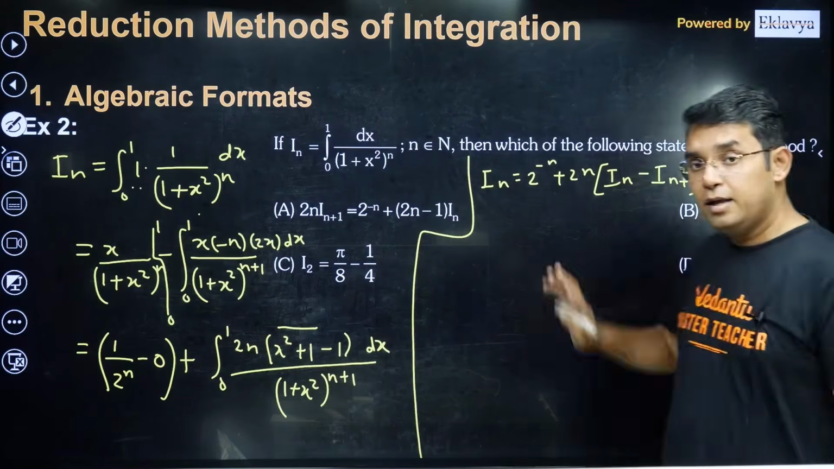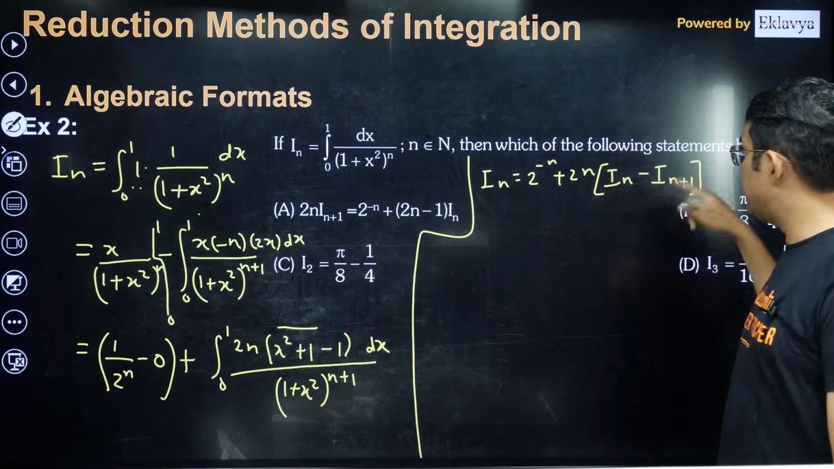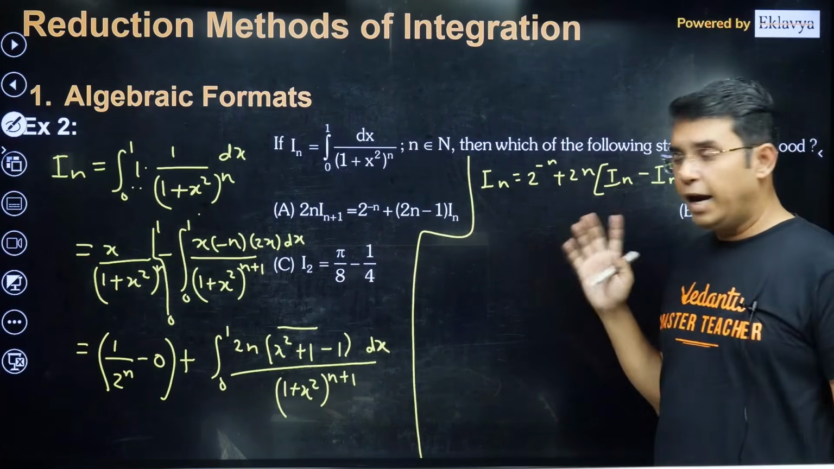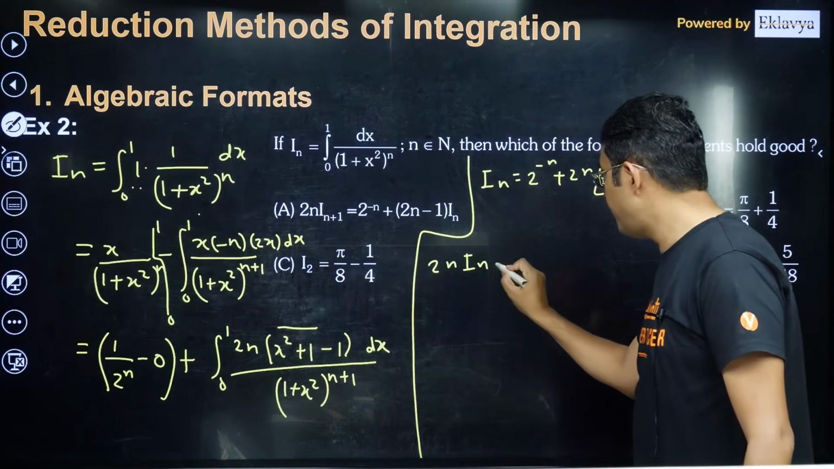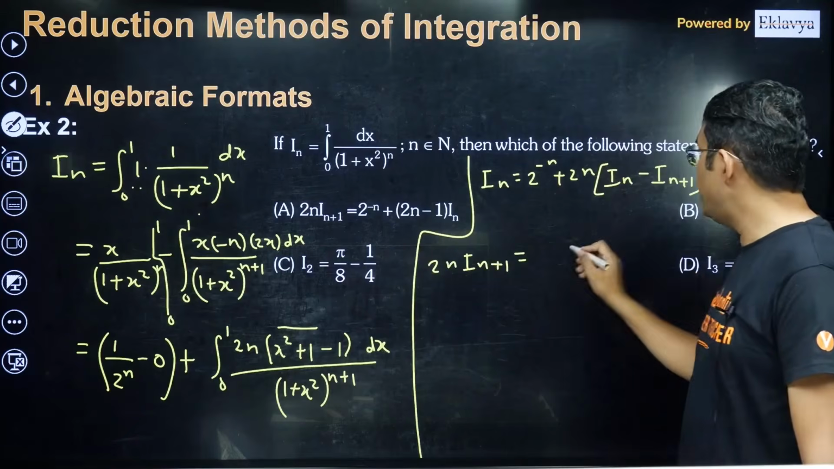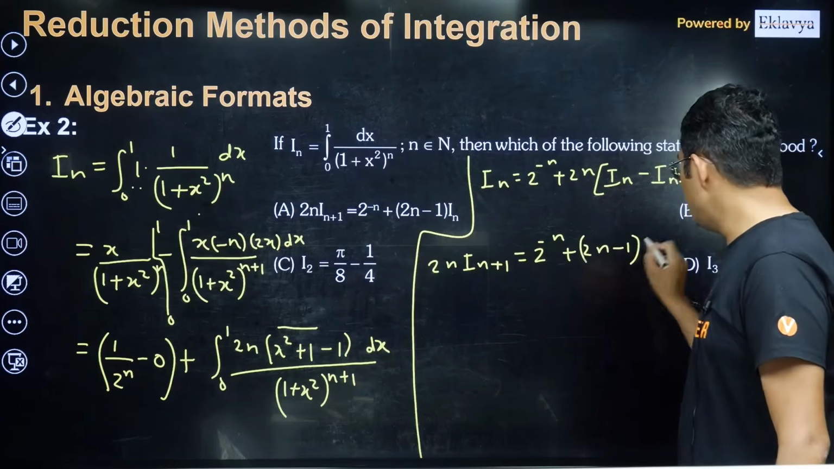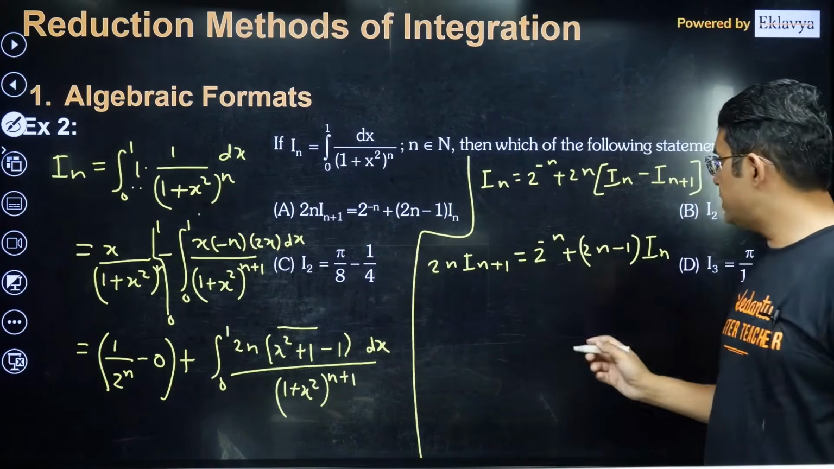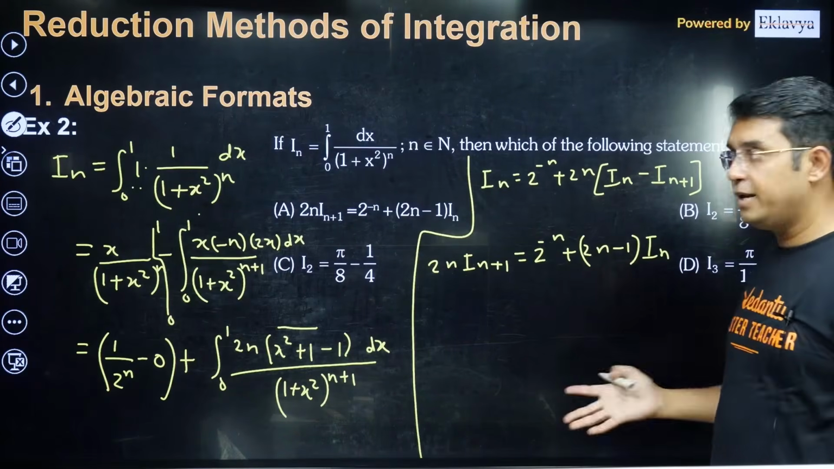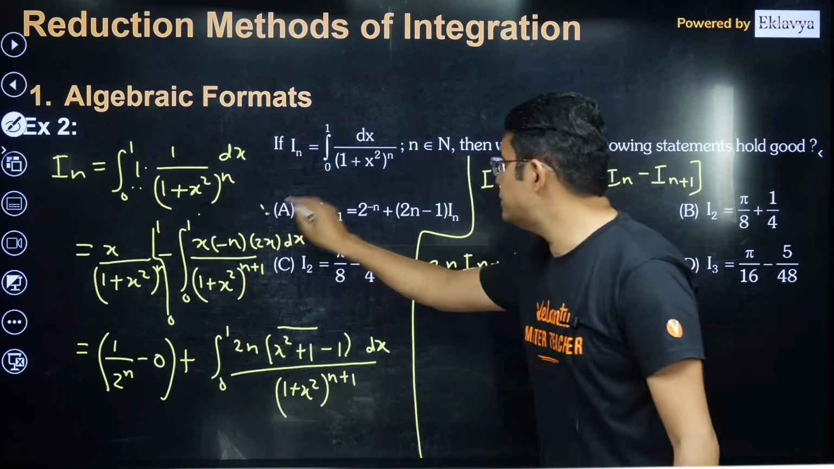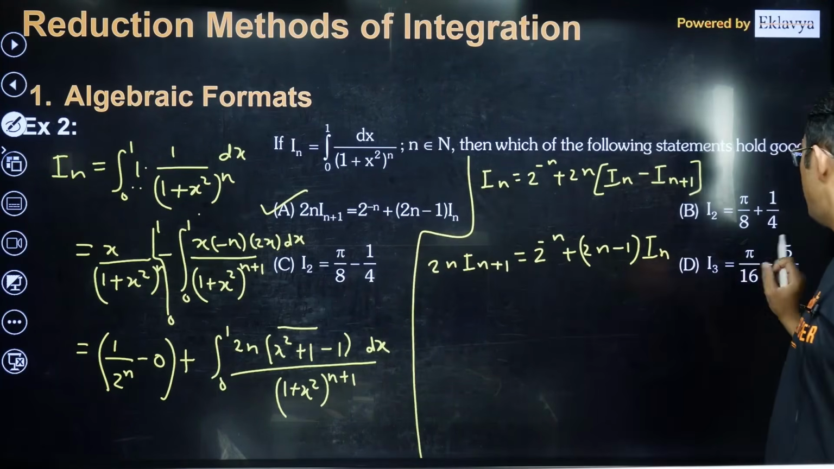Okay, now you can say, rather than reducing it, we have actually increased the difficulty level by saying in terms of In plus 1, but you can write it in reverse order also. You can say 2n into In plus 1 here will be equal to 2 power minus n plus (2n minus 1) into In. So this is my reduction method for In plus 1 in terms of In. So you can write In also in terms of In minus 1. So in this, I think option A seems correct. 2n into In plus 1 is equal to 2 power minus n plus (2n minus 1) In.